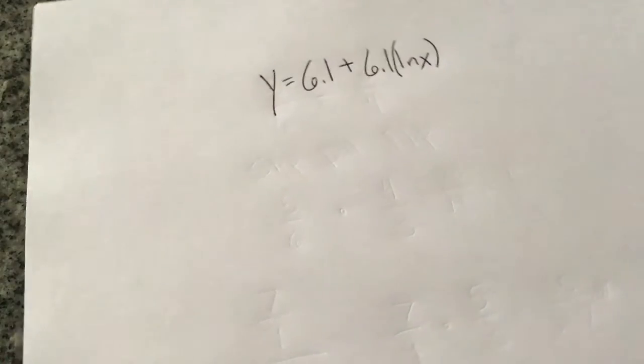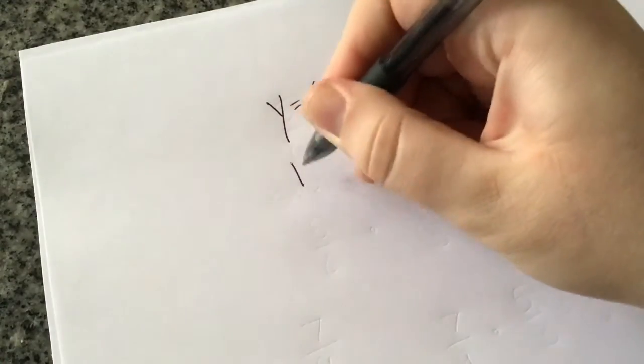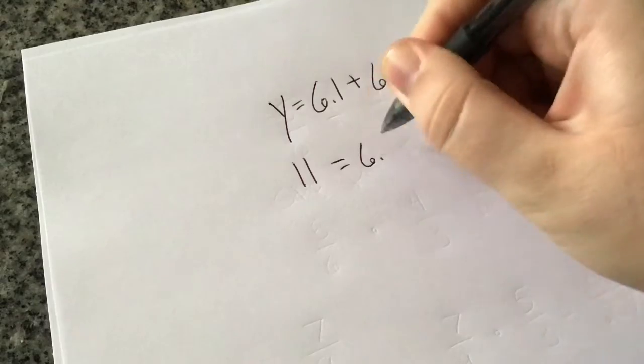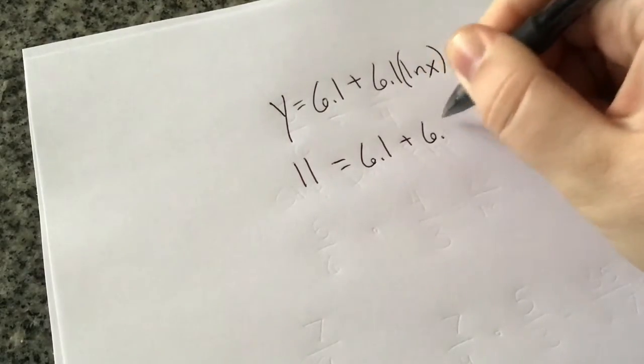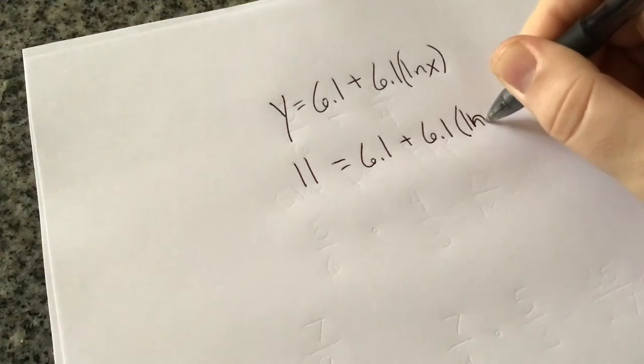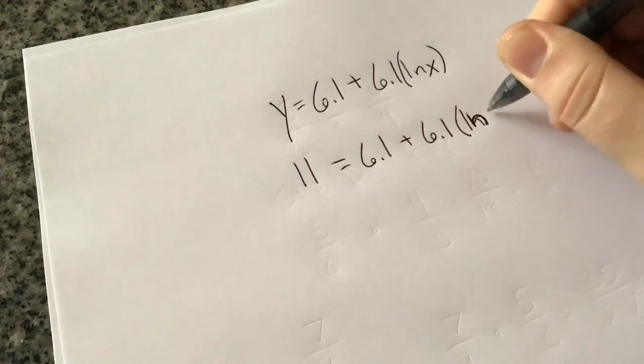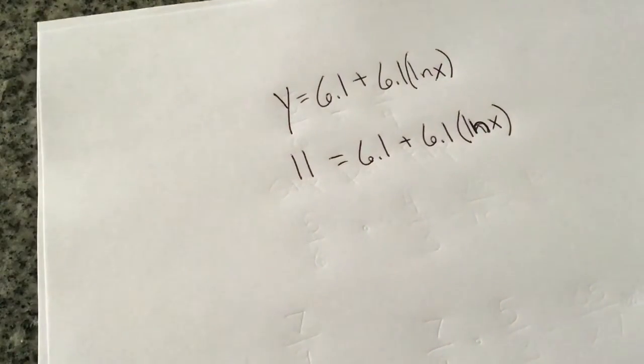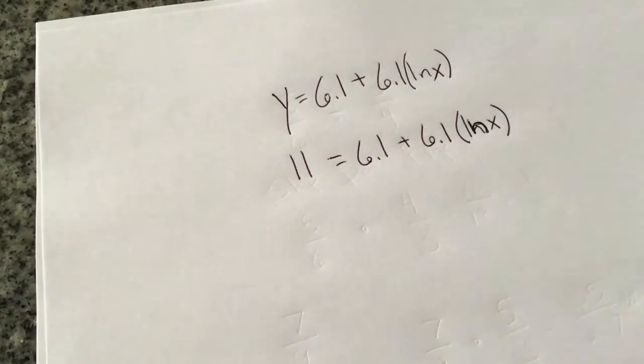So let's go ahead and substitute in 11 for y. So 11 equals 6.1 plus 6.1 times the natural logarithm, I accidentally made that look like an h, the natural logarithm of x. Now, I like to write this in parentheses personally, because if you don't write it in parentheses, then it starts looking like that's 6.11, or maybe those are some variables. So I like writing in parentheses to denote that it is a single term.